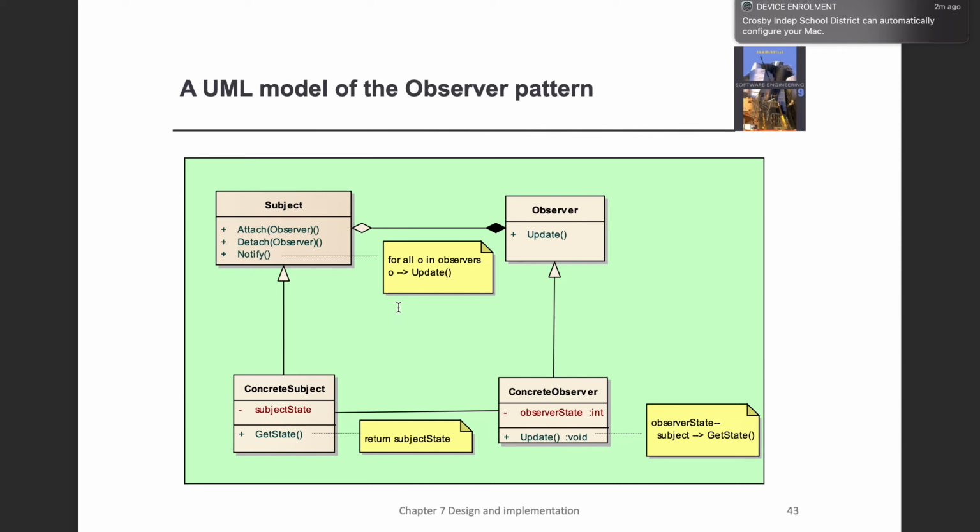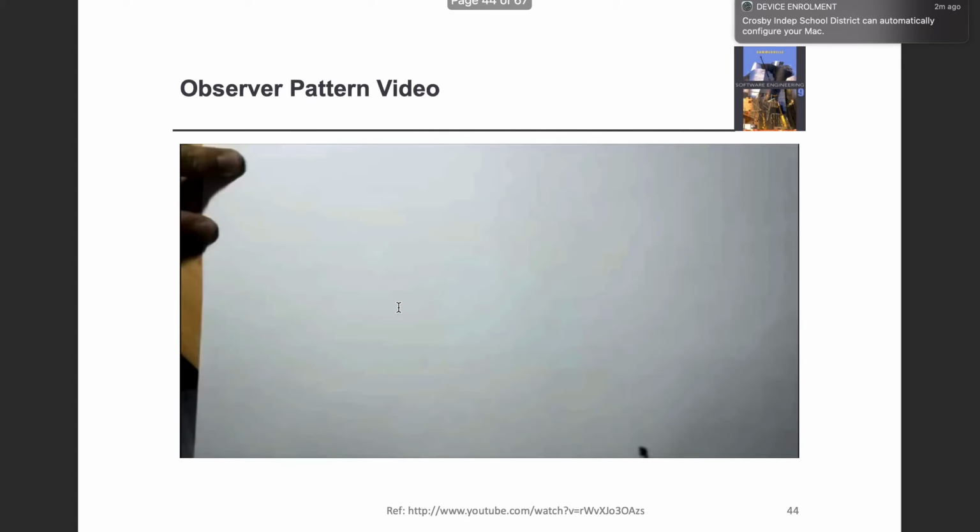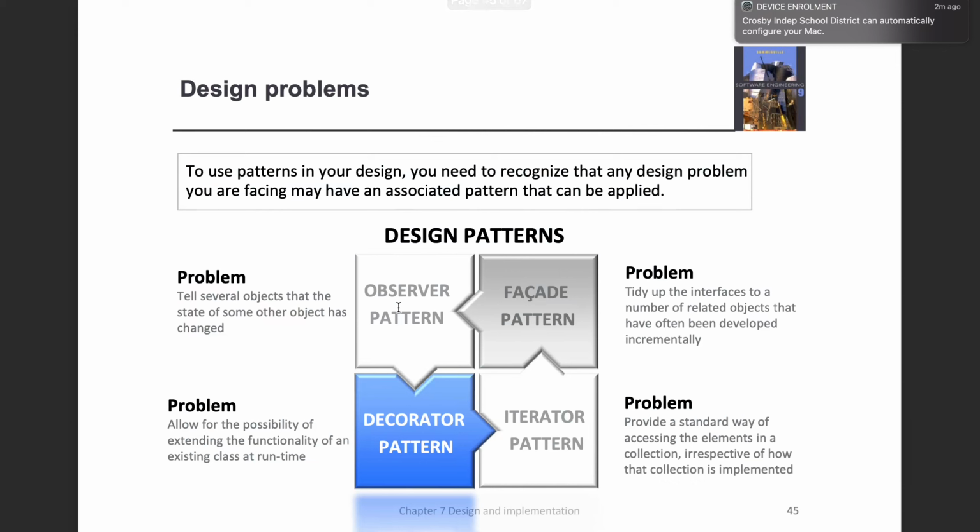And then we have the UML model of the subject and the observer pattern as we have described. And then we have the design problem. So let's look at design problems here. To use patterns in your design, you need to recognize that any design problem you are facing may have an associated pattern that can be applied. This therefore means that these patterns are available, so depending on what problem you are facing, you choose the design that is appropriate for it.